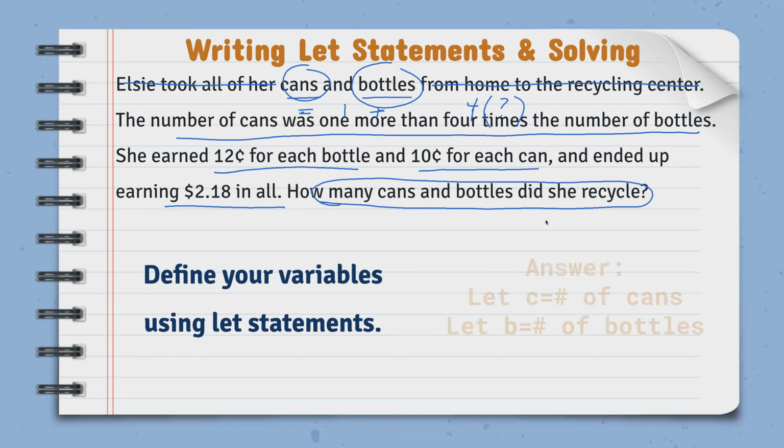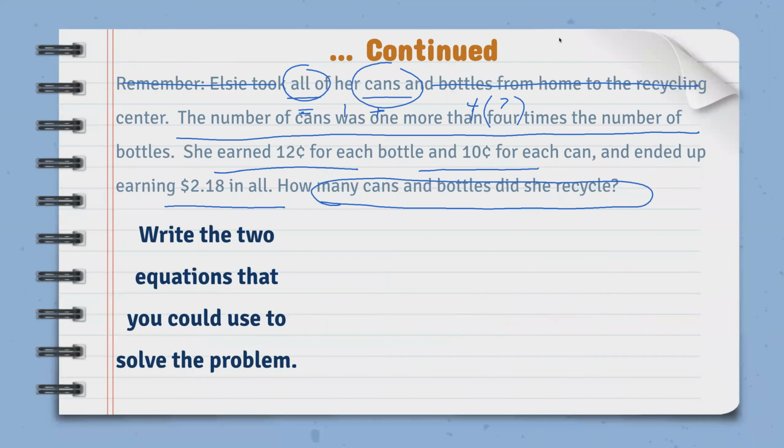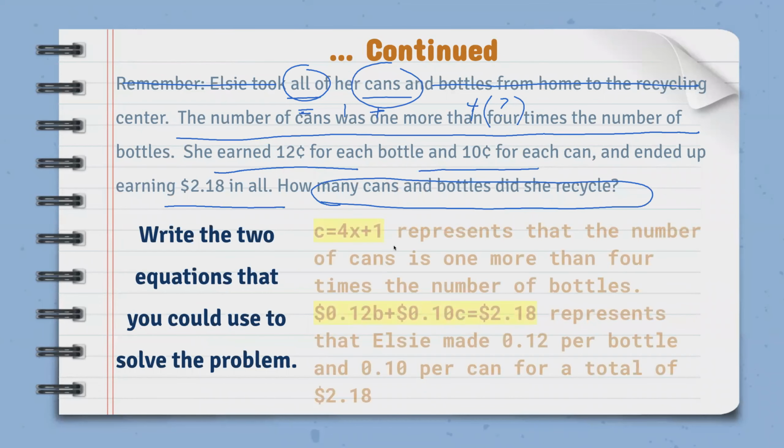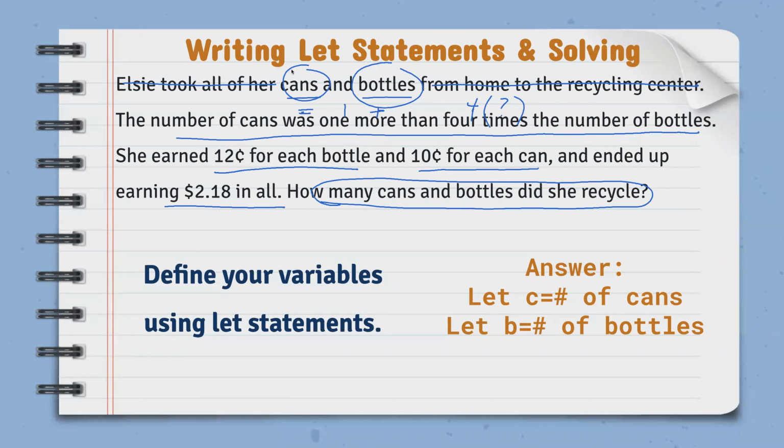So you know what? I'm going to let C equal the number of cans and let B equal the number of bottles. There's my let statement. C is equal to number of cans. So I'm going to let C equal the number of cans and B equal the number of bottles because that's what we're talking about. Okay, so I just created my let statements.